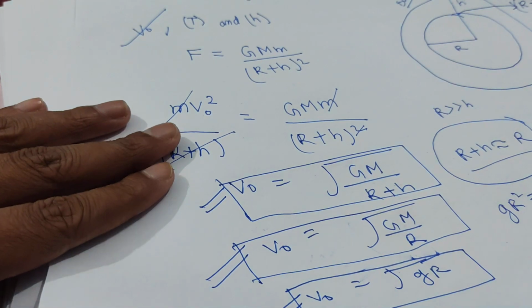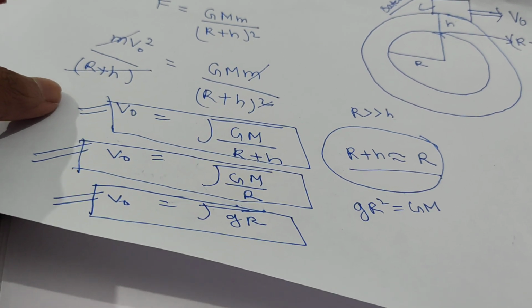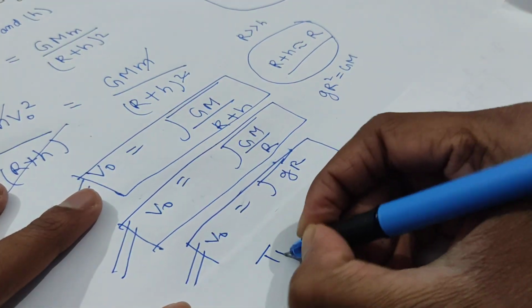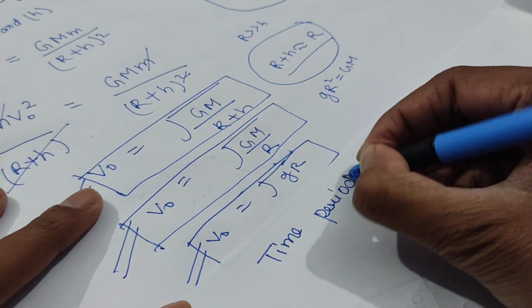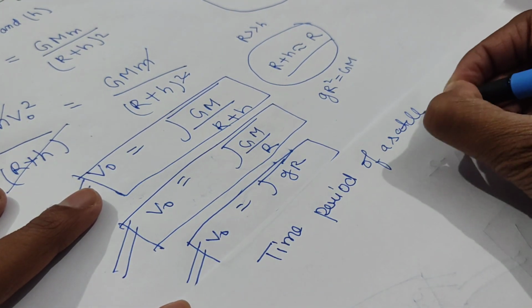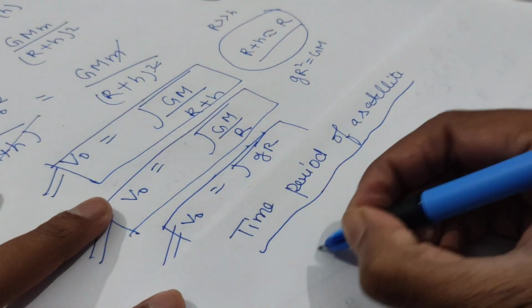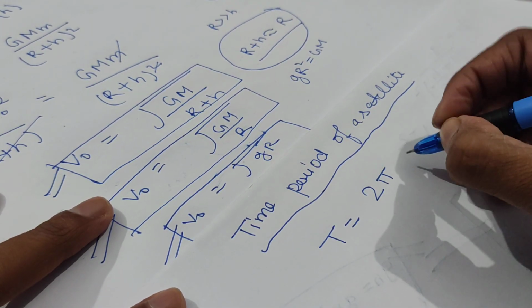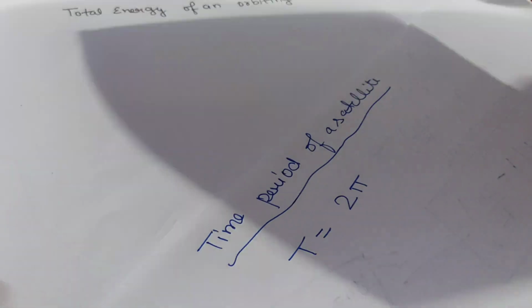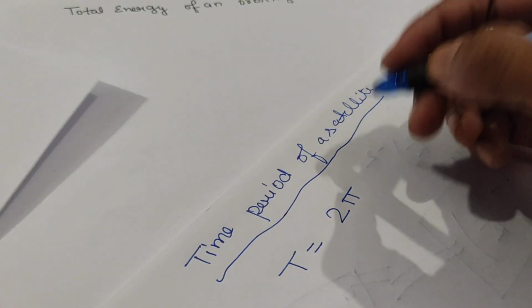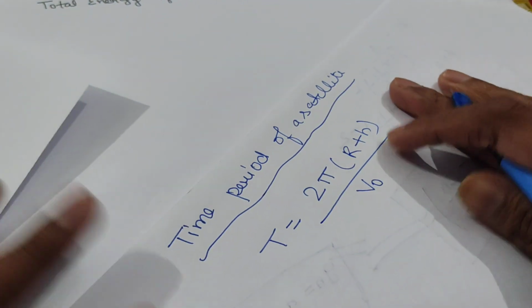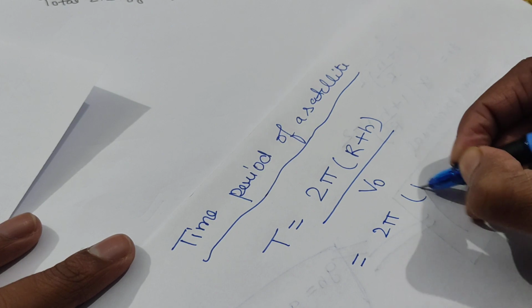Now the time period of a satellite. What is the time period of the satellite? Wait, I am proving it. T is equal to the distance by velocity. Here the distance is the circumference, 2 pi r, but because of the height, the distance is r plus h. So T is 2 pi (r plus h) by the orbital velocity v.